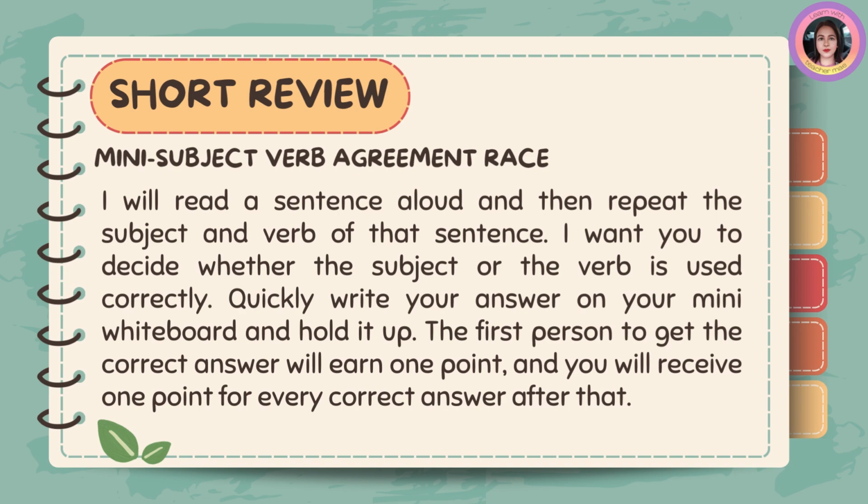Let's have a short review. Mini subject-verb agreement race. I will read a sentence aloud and then repeat the subject and verb of that sentence. I want you to decide whether the subject or the verb is used correctly. Quickly write your answer on your mini whiteboard and hold it up. The first person to get the correct answer will earn 1 point. And you will receive 1 point for every correct answer after that.